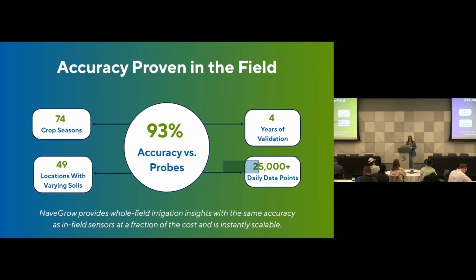So any given day, we're within about 93% accuracy, and that's when we drill down to the actual pixel where the probe is installed, and get as close a comparison as possible.